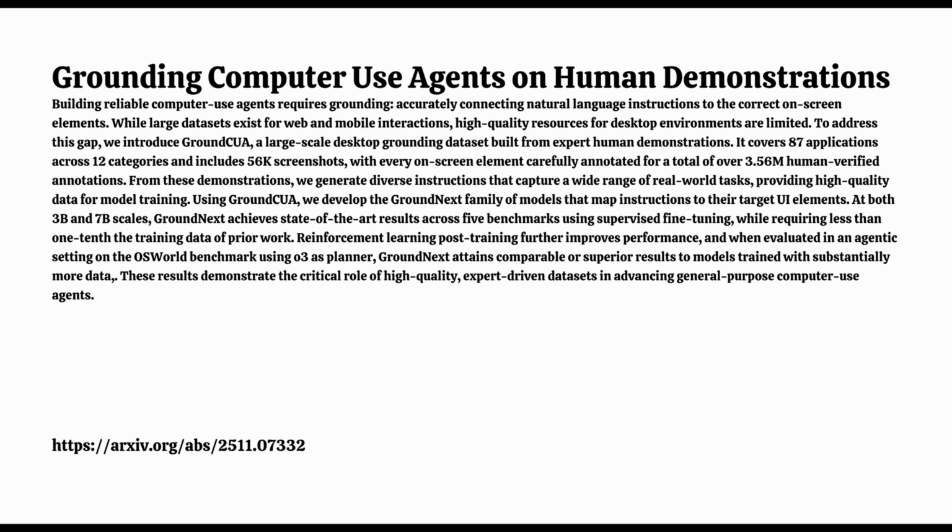Okay, so let's unpack that. Grounding. For an agent to work, it has to take a high-level instruction from a user and then turn that into a very specific action on the screen. Right. Grounding is that final, absolutely crucial translation step. It's connecting a natural language instruction like "click the export button" to the exact pixel coordinates of that button.